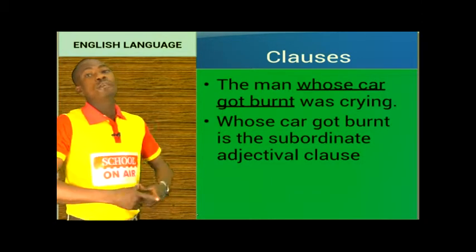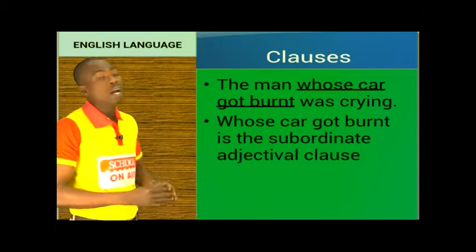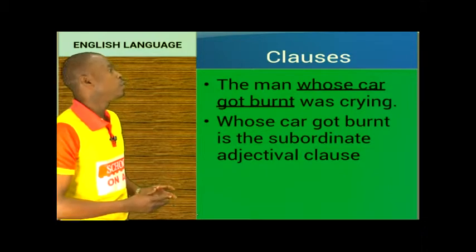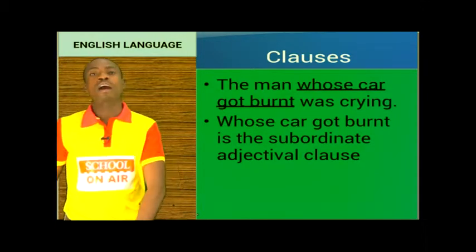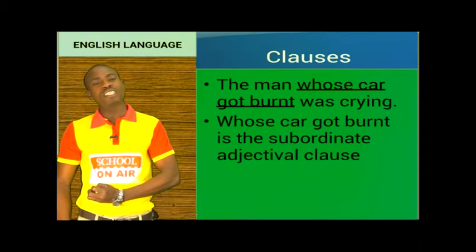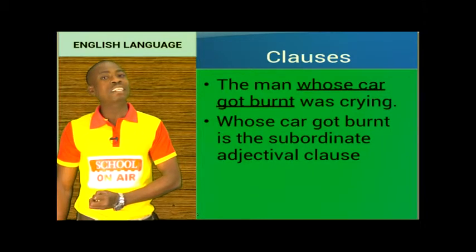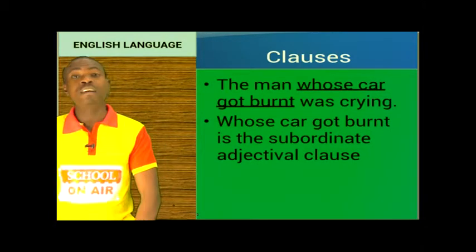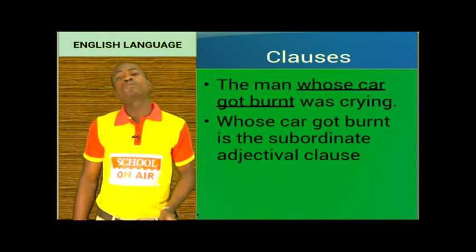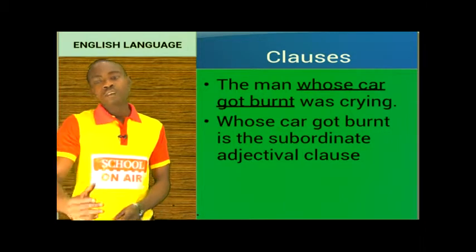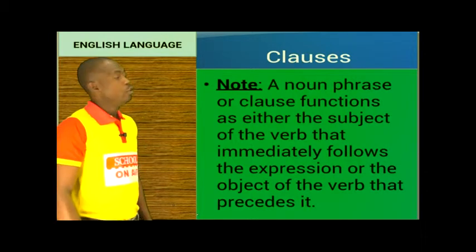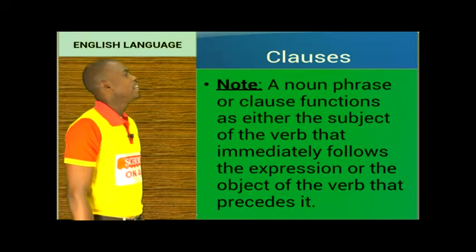So the whole of whose car got bent is referred to as a subordinate adjectival clause in this example. And the man was crying. The removal of any adjective from a sentence will never affect the meaning, because an adjective only gives more information about the noun in the sentence. So in the man was crying, the whole of whose car got bent only tells us the type of man that was crying. Yes, these are the things we need to know about clauses.